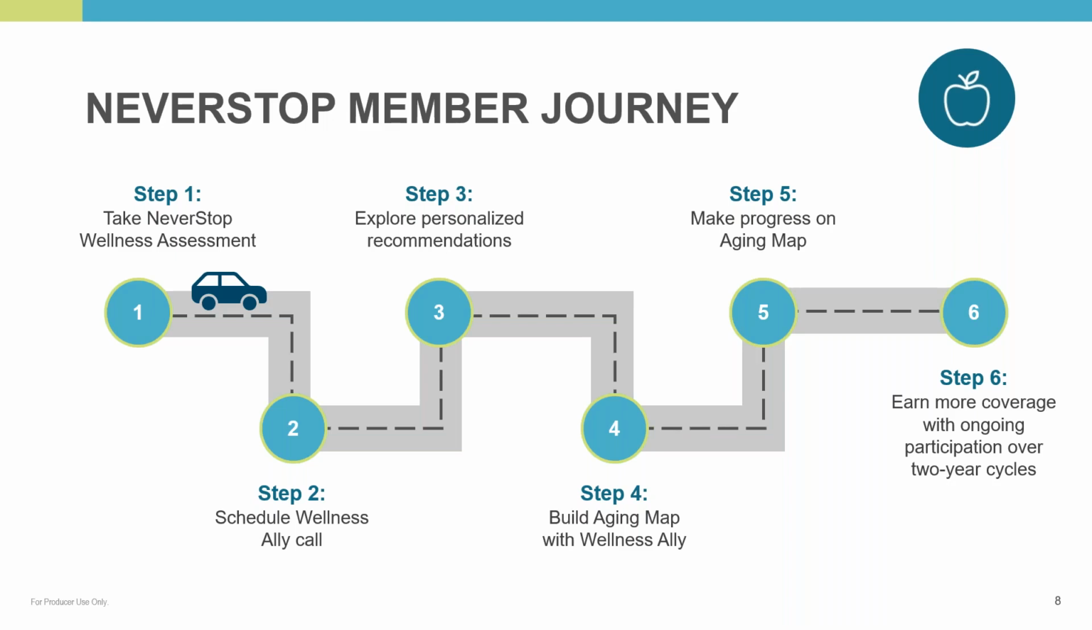Step 5, we're going to look at it on a progress basis, make progress on the aging map. Are we being able to do the things that we wanted to be able to do, not only to help get us those wellness credits that we want to get on an every 2-year basis, but really just improve the ability to age in place longer and stay at home for as long as they possibly can. And then lastly, step 6, earn more coverage with ongoing participation over every 2-year cycles. So that's really the member journey, specifically looking at the Never Stop Wellness program.